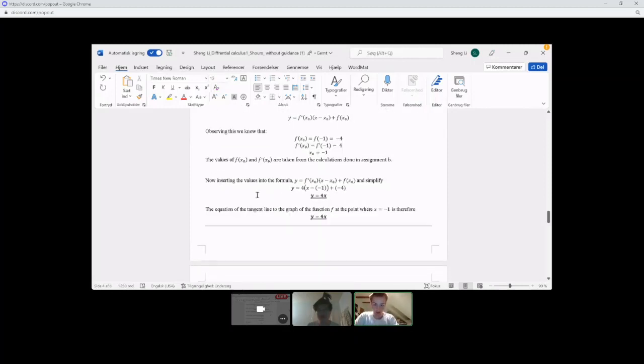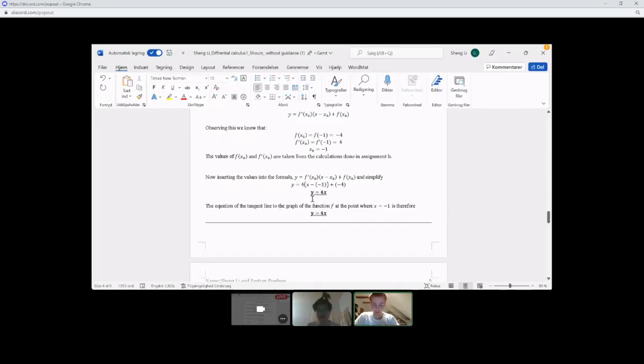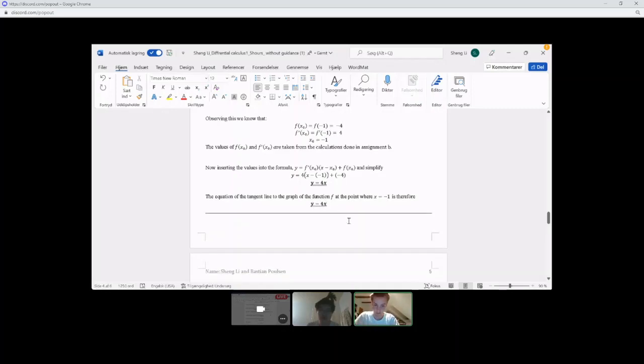Now when we insert these values into the formula and simplify, we find that y is equal to 4x, which means that the equation of the tangent line to the graph of the function f at the point where x is -1 is therefore y is equal to 4x.